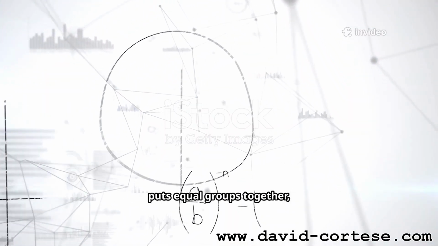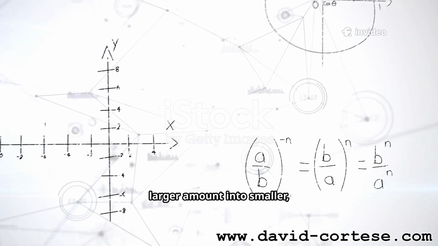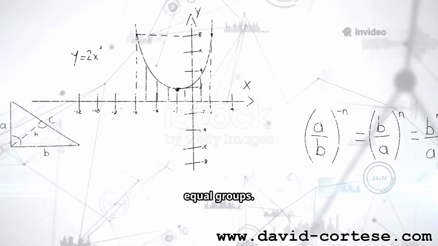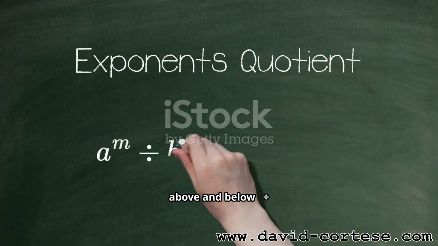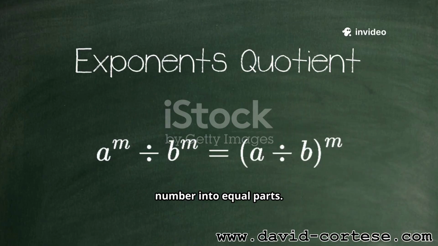Now for the last of our 4 basic operations, division. If multiplication puts equal groups together, division splits a larger amount into smaller, equal groups. The symbol we often use looks like a line with a dot above and below. Time to break a number into equal parts.